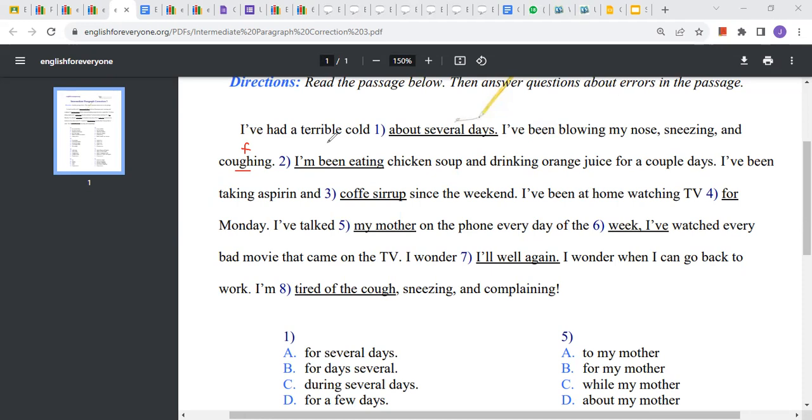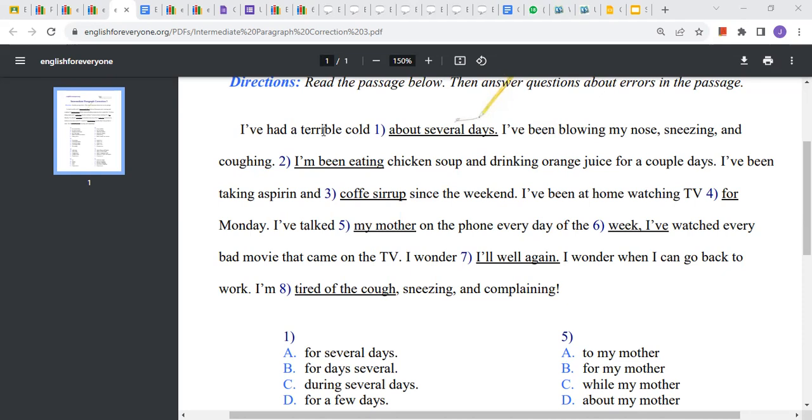Since the weekend, I have been at home watching TV. For Monday, I have taken my mother on the phone. Every day of the week, I have watched every bad movie that comes on the TV. I wonder when I will get well again. I wonder when I can go back to work. I'm tired of the cough, sneezing, and complaining.